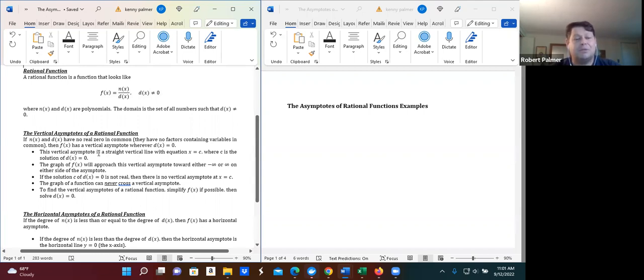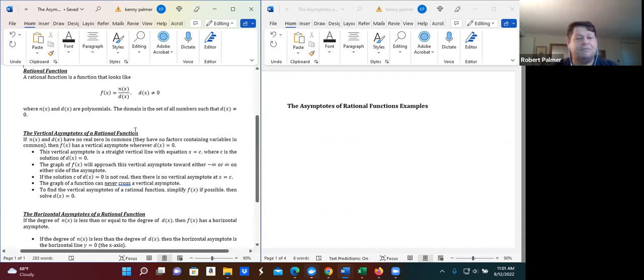So a vertical asymptote is a straight vertical line with an equation x equals c, where c is a number you plug in for x that makes your denominator zero. And so the graph of f of x will approach this vertical asymptote either toward negative infinity or positive infinity, maybe on different sides of the asymptote, depending on the function itself.